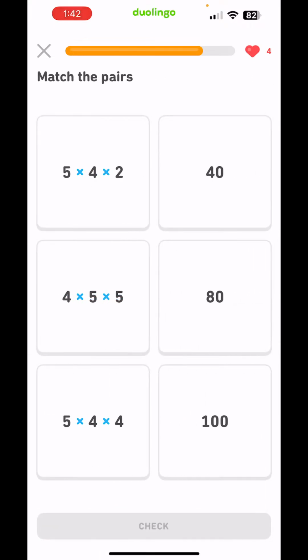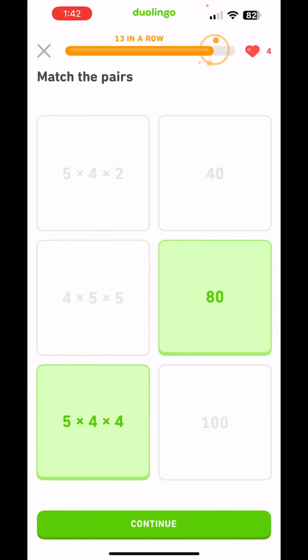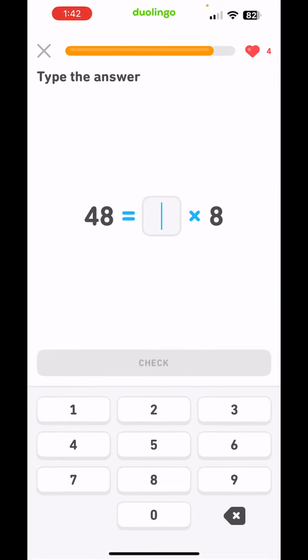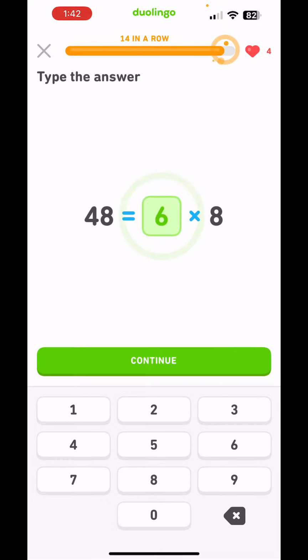All right, we have 5 times 4, which is 20. 20 times 2 is 40. 4 times 5 is 20. 20 times 5 is 100. 5 times 4 is 20. 20 times 4 is 80. All right, so what times what equals 48? Let's see. 8, 16, 24, 32, 40, 48. So 8 times 6.